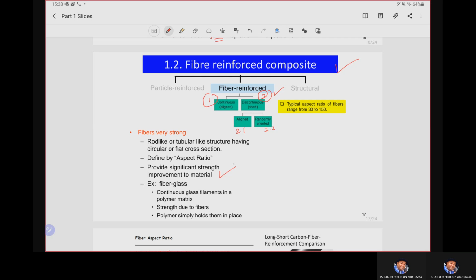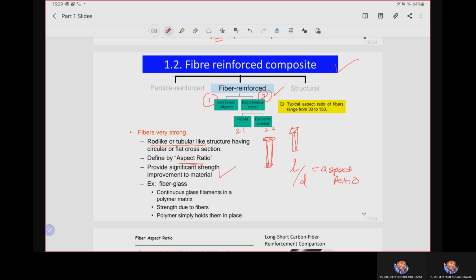It has either a rod or tubular-like structure, having a circular or flat cross section, like cylindrical or rectangular cross section tubular structure. The length to diameter value, we define it as the aspect ratio. This is the aspect ratio.